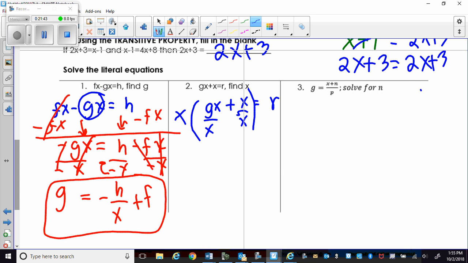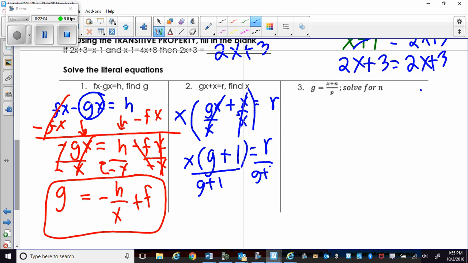Now simplifying, I have x, parentheses, these cancel, g comes down, plus x divided by x is 1, equals r. How do you get rid of the quantity g plus 1? If you're multiplying, you divide. This goes away, x equals r over g plus 1.